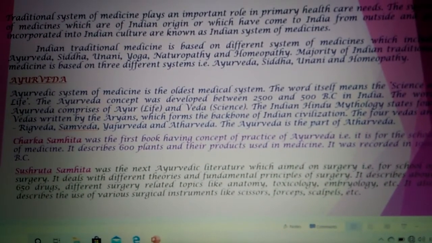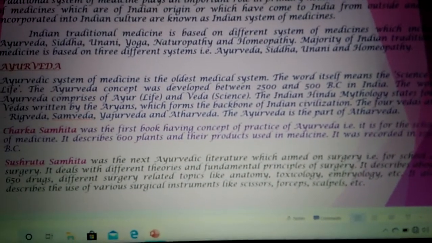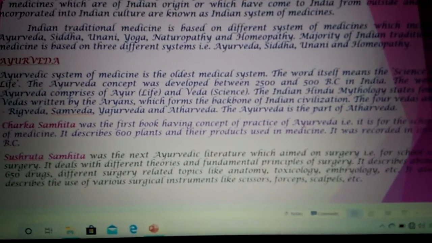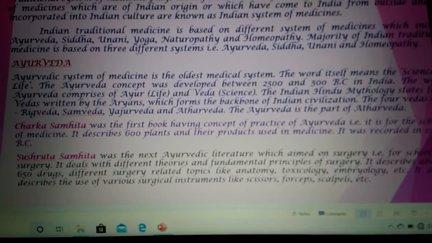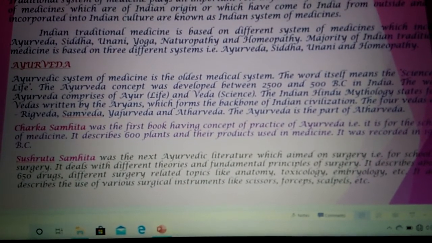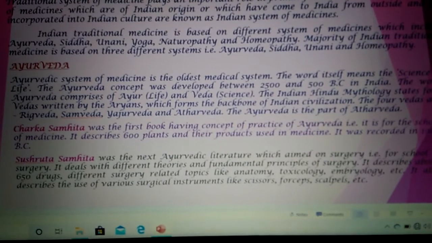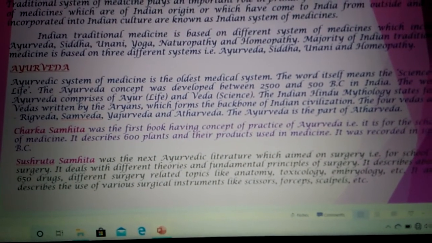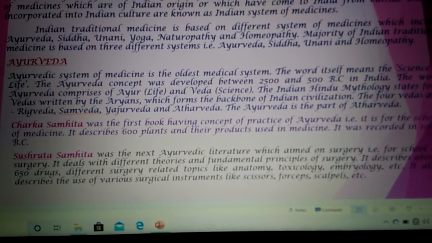The first book which includes the concept of the practice of Ayurveda was none other than Charaka Samhita. Charaka Samhita was the first book. It consists of the concept of practice of Ayurveda. We can also say it is a school of medicine. It describes about 600 plants and their products which are used in medicine. It was recorded in 1900 BC.